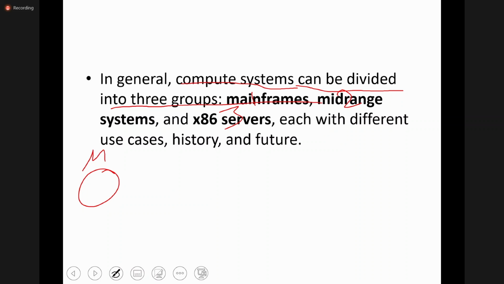There is a limited number of mainframes around the world. For example, IBM has one. Here in Saudi, we have one mainframe called Shaheen.